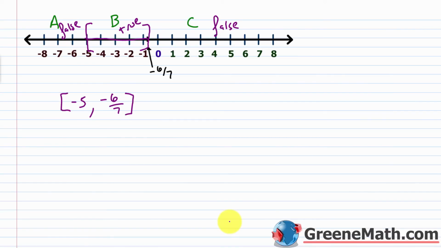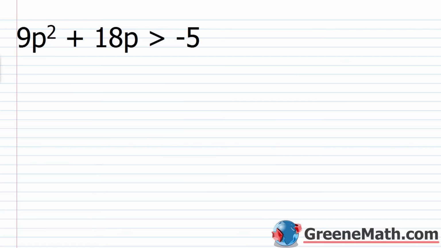Another way we can notate this is with set builder notation. We could say the set of all n such that n is greater than or equal to negative 5, and n is less than or equal to negative 6/7. All right, so now we're looking at 9p squared plus 18p is greater than negative 5. I would just add 5 to each side of the inequality to get things started. I would have 9p squared plus 18p plus 5 is greater than 0.